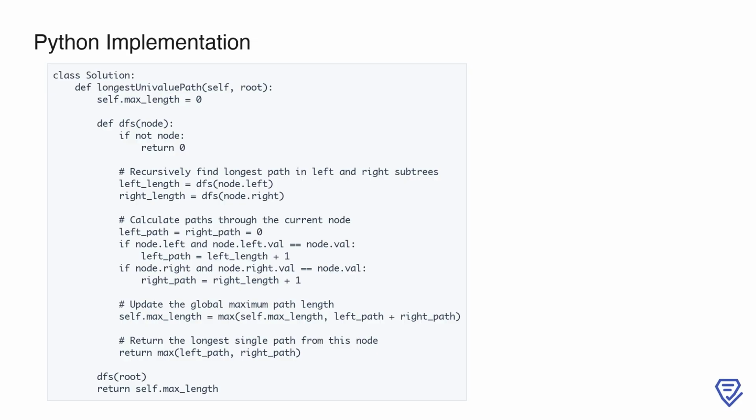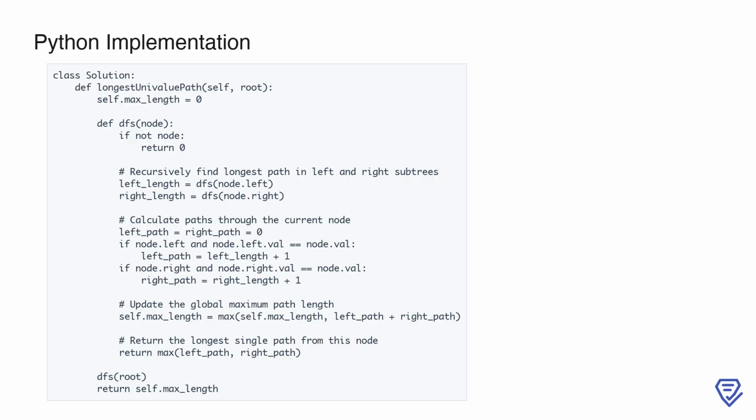2. Recursive function DFS(node). This function performs a post-order traversal of the tree. For each node, it recursively computes the longest Univalue paths in its left and right subtrees, left_length and right_length. It checks whether the child nodes share the same value as the current node. If so, it extends the path length, left_path and right_path. 3. Update self.max_length. The combined path length through the current node, left_path plus right_path, is compared to the global maximum, and the maximum is updated if necessary.